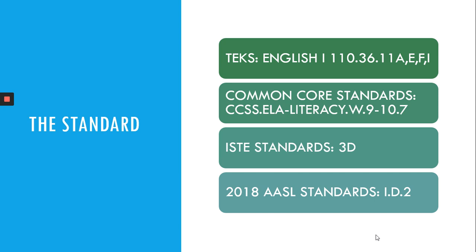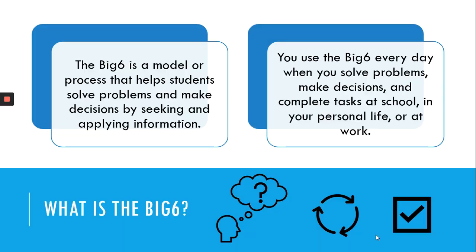And then finally, for our AASL standards, we're going to be focusing on 1D2. So 1 for inquiry and then D for grow. And the second standard of that is that learners will participate in the inquiry or questioning for information process by taking part in continuous investigation. And so that would be part of the research process.